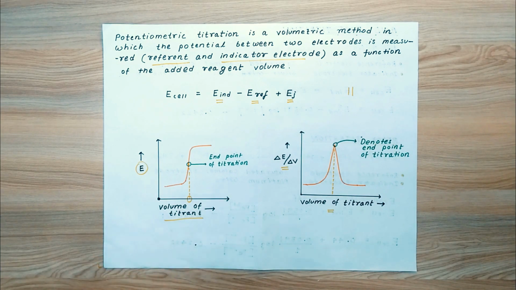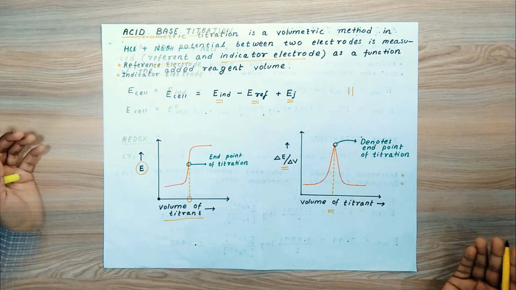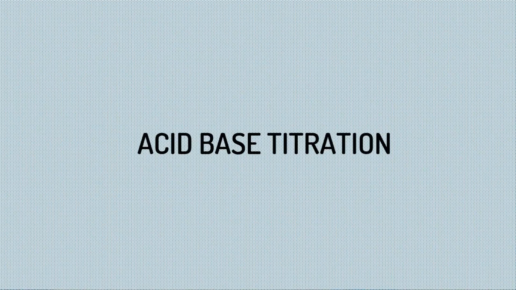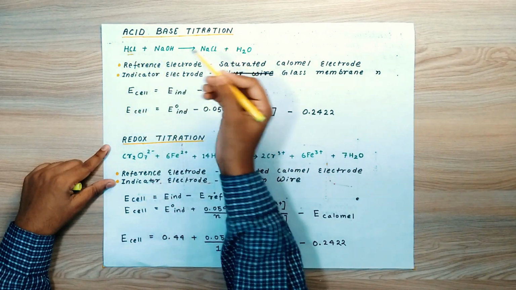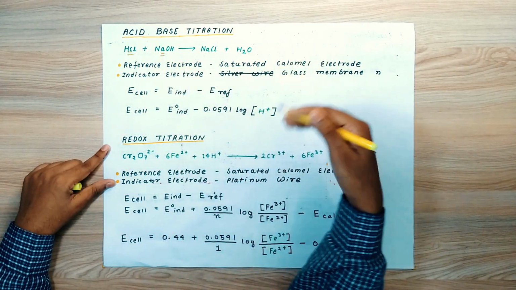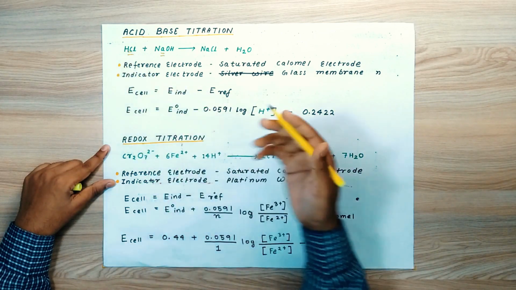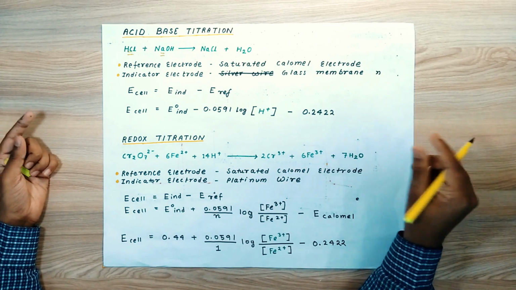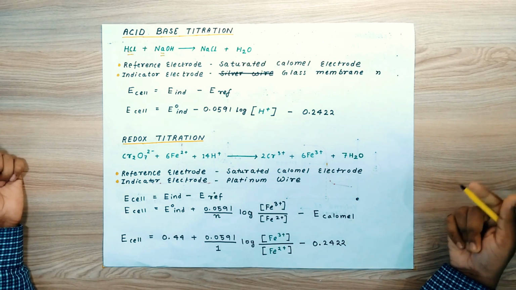At the endpoint we observe a huge change in the cell potential, and by this potentiometric titration we can determine our endpoint. At first we are going to apply this potentiometry to an acid-base titration. Here our acid is HCl and the base is NaOH. We will use sodium hydroxide as our titrant and HCl will be our analyte. As we have done in the past, we added phenolphthalein, which changes its color at the endpoint from colorless to a pale pink color.